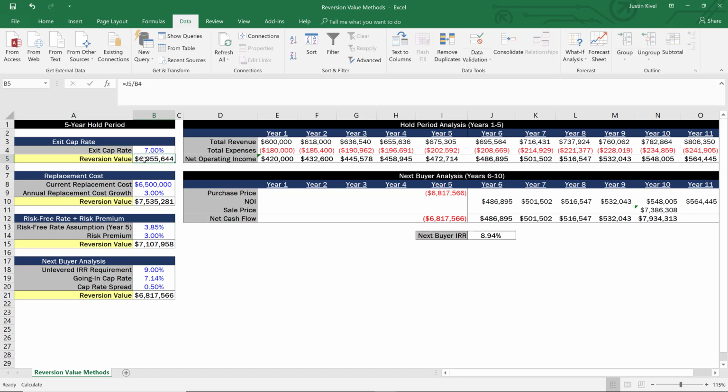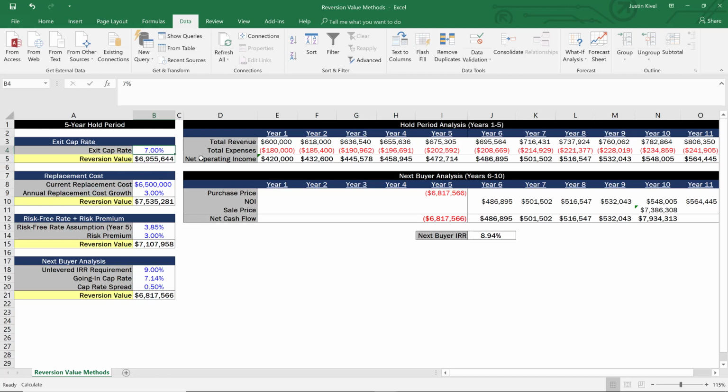If we go to the formula bar in cell B5 and hit F2, it's going to be calculated by taking J5 divided by B4. So we're taking that net operating income for year 6, which is going to be the first year of the analysis for the next buyer, and we're dividing that by the exit cap rate that we're assuming. So if we hit enter right here, we have our assumed reversion value of $6.9 million, and that is what we would assume that we would sell the property at.